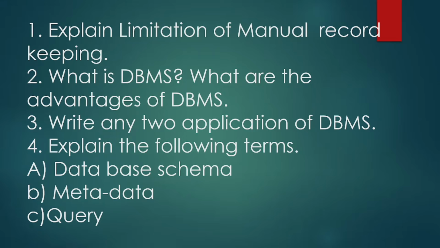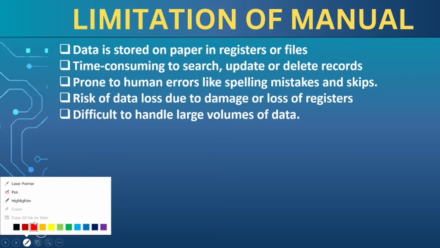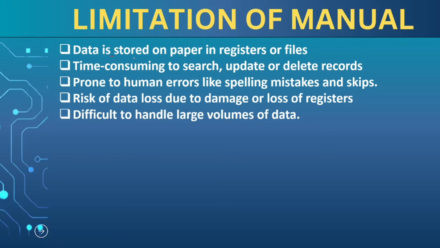Now I will tell you in the first question what are the important keywords. The limitation of manually keeping record, you have to mention where it is stored. So here the important keyword is it is stored on paper. And next one is time consuming. This is also an important keyword. If you want to search any records, it is time consuming.